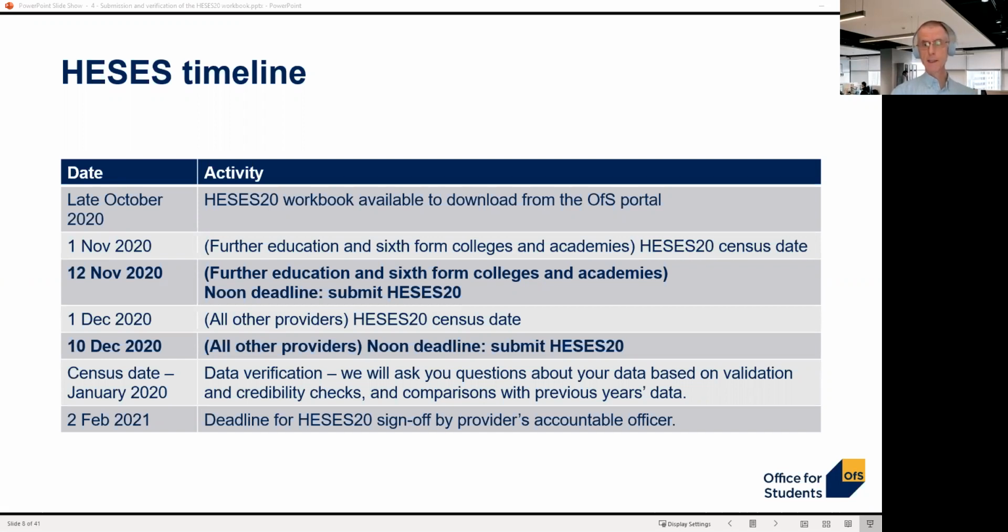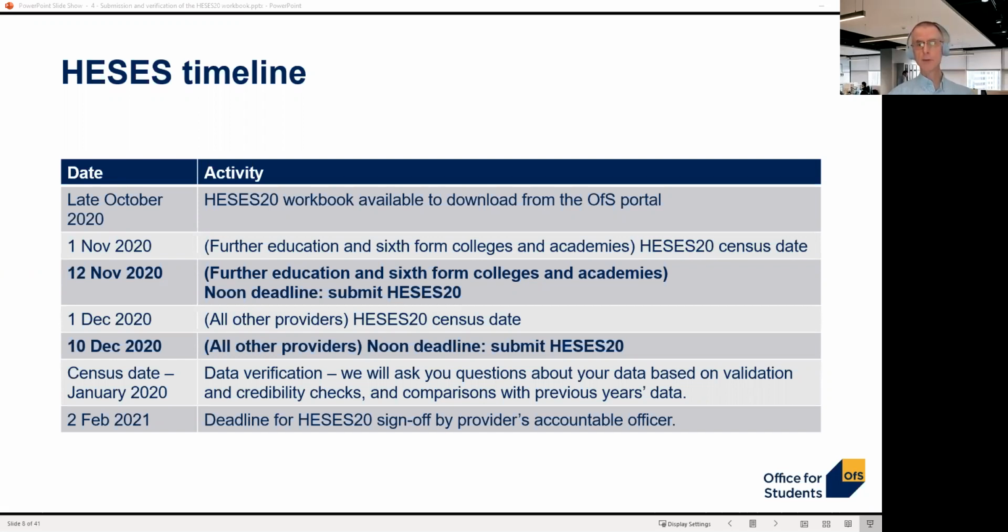But today our focus is going to be on how to submit the workbook through the portal and what happens after that. With that in mind, you need to know the deadline dates for workbook submission. I've put these in bold on this slide so you can see more easily. For further education at sixth form colleges and academies, it's noon on the 12th of November. For everybody else, it's noon on the 10th of December. Now, we don't allow extensions to the submission deadline, so please make sure that you get your submission in before then.